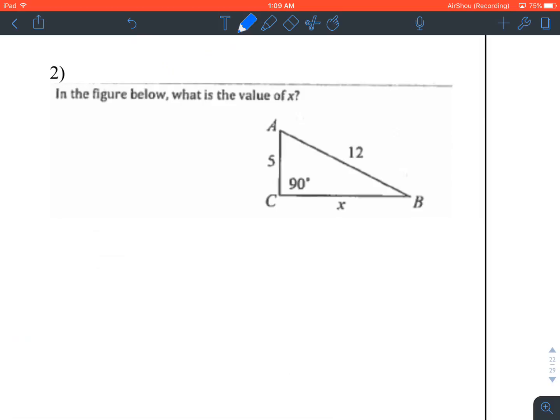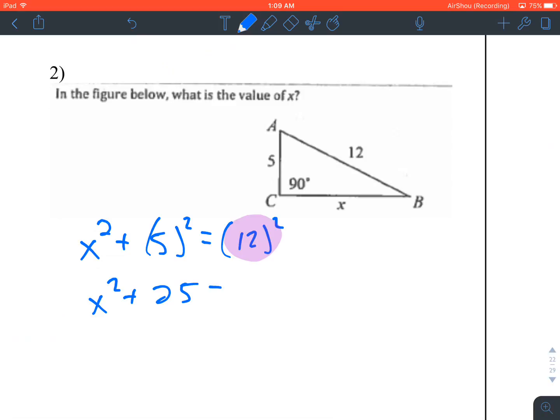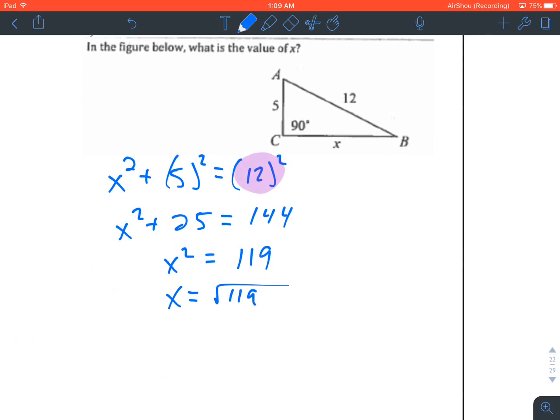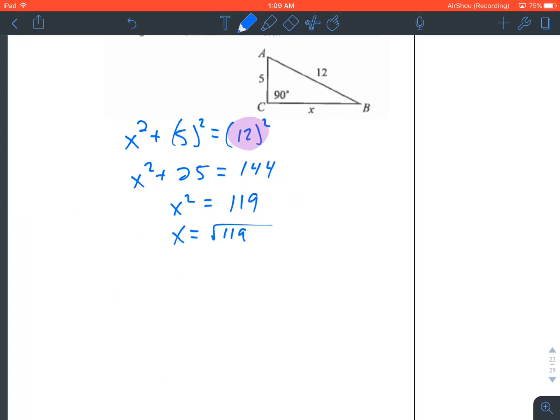In the figure below, what's the value of x? Once again, this looks like it could be a Pythagorean triple, but it's not. x squared plus 5 squared equals 12 squared. Make sure when you write the Pythagorean theorem, the hypotenuse is always the one that's by itself. You get x squared plus 25 is 144. Subtract 25 from both sides, and you get x squared is 119. Square root both sides, you get x by itself. You get x as the square root of 119. That's not a perfect square. Also, it does not simplify, so that is our answer.